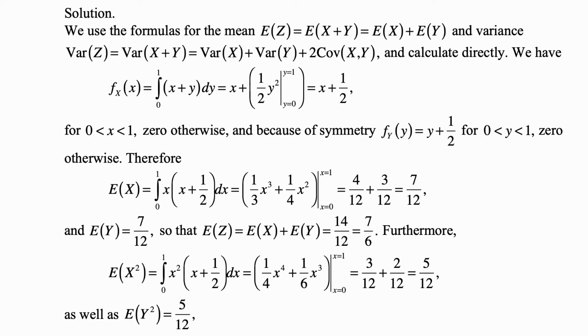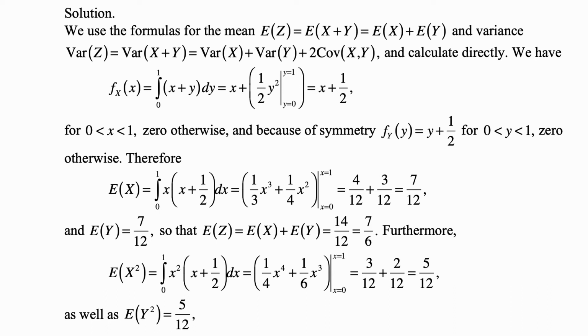And that's 1/3 x cubed plus 1/4 x squared evaluated from 0 to 1. So it's 4/12 plus 3/12, and that's 7/12. And E of y is also 7/12, so that E of z is E of x plus E of y. That's 14/12, which is 7/6.